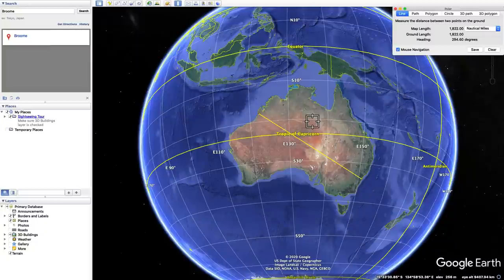So I'm currently located in Broome, Western Australia, which is on the northwestern part of the country, just here. Now, interestingly enough, that is further from Sydney than Perth is. And from Perth to Broome is almost 1,000 nautical miles. Perth is down here, Sydney is over on the east coast, and Broome is on the northwestern part of Australia.